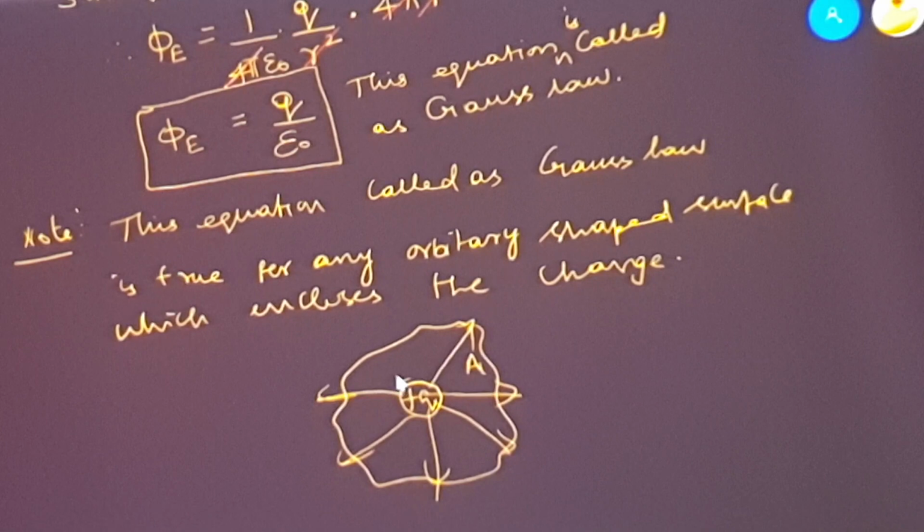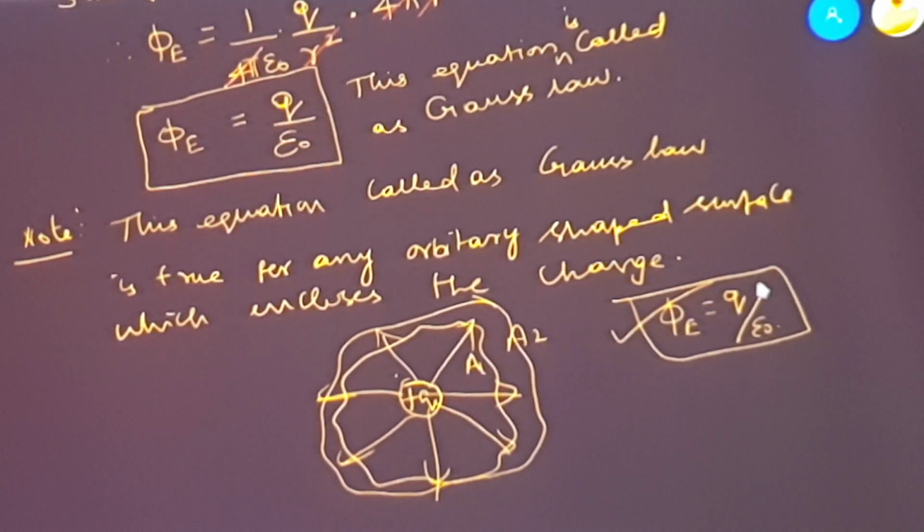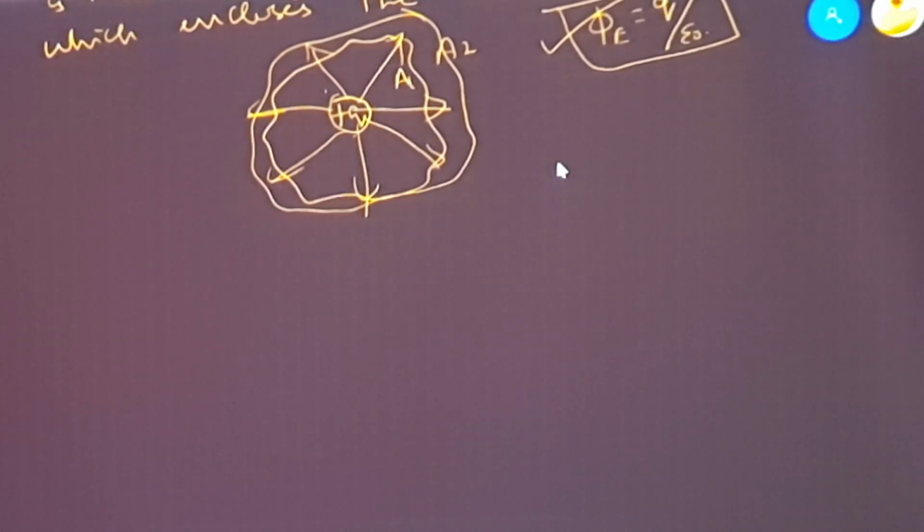What is the flux available? The flux available in the surface will be equal to phi of E is equal to charge available Q divided by epsilon 0. Similarly, if you are considering another surface around this, of some other area A2, then also the flux available is given by the same formula. It relates only the charge enclosed and the electrical flux. So the Gauss law is true for any arbitrary shape of the surface.